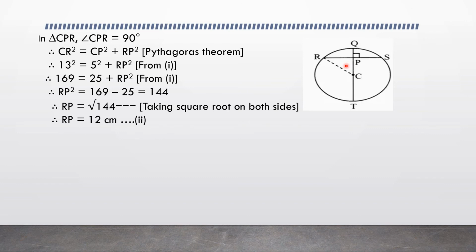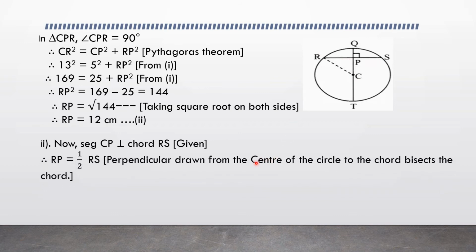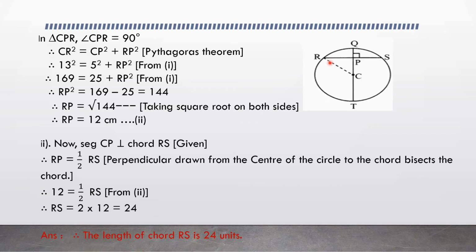And now here segment CP is perpendicular to chord RS, that is already given, and therefore by the condition, perpendicular drawn from the center of the circle to the chord bisects the chord. Therefore RP is equal to half into RS. RP we already got from equation 2, so 12 is equal to 1 by 2 into RS. Therefore RS is equal to 2 into 12, which is equal to 24. Therefore the final answer: length of chord RS is equal to 24 units.